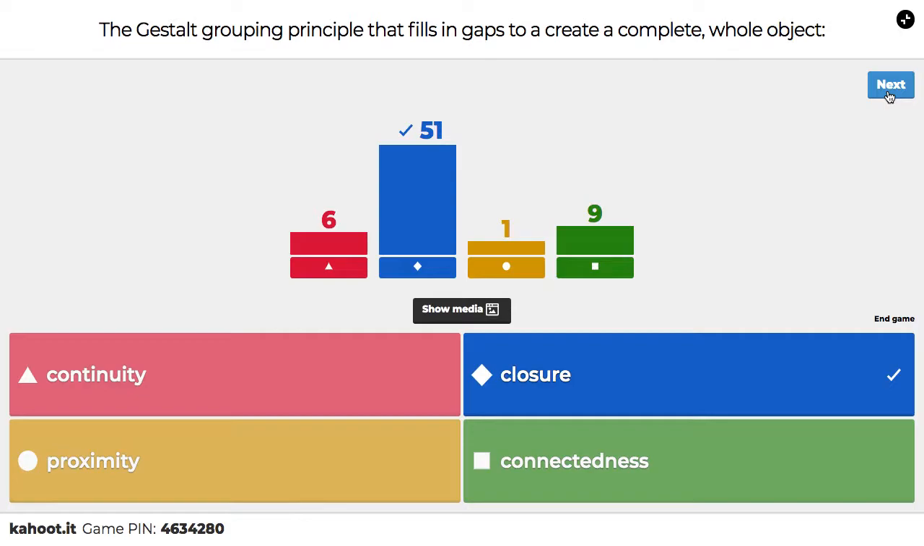Okay, so I'm going to leave this up here. This is another one of your FRQ terms. It's the Gestalt grouping principle that fills in gaps to create a complete whole object, if you're looking for a concise way to say that. I'm sure you're going to be able to explain what closure is, but I like how concise this is.